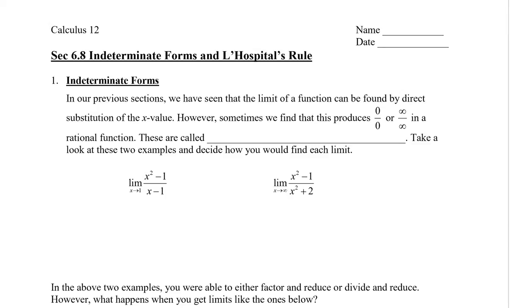In this video, I'm going to show you two indeterminate forms and how to use L'Hospital's Rule. In our previous sections when we studied limits, we could see that we could find the limit of a function by directly substituting the x value in for x. However, sometimes when we did this, it would produce 0 over 0 or infinity over infinity in a rational function. So these special rationals are called indeterminate forms.